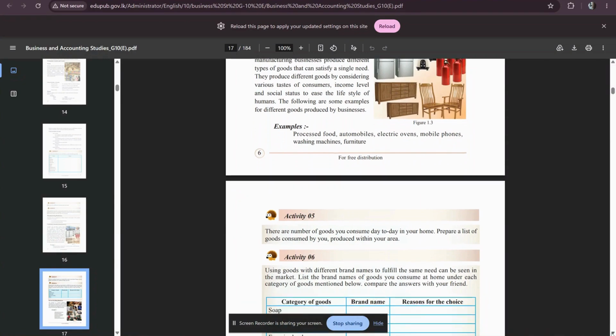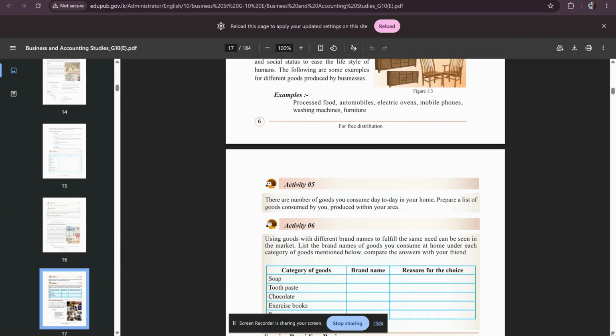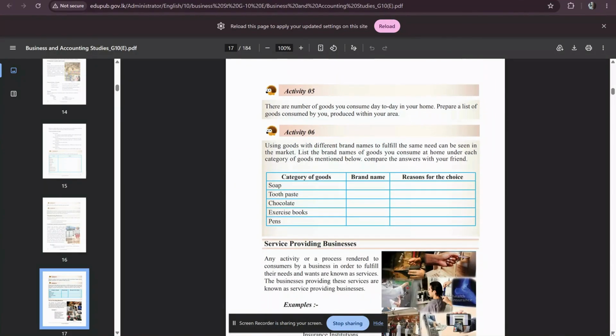Activity 5. There are a number of goods you consume day to day in your home. Prepare a list of goods consumed by you produced within your area. Activity 6. Using goods with different brand names to fulfill the same need can be seen in the market. List the brand name of goods you consume at home under each category of goods mentioned below. Compare the answer with your friends. Soap, toothpaste, chocolate, exercise book, pens.